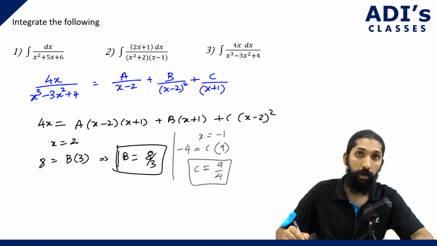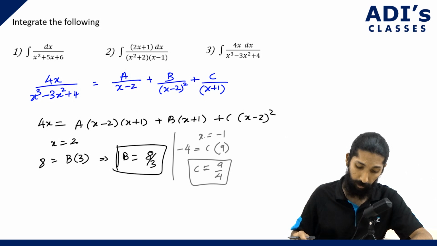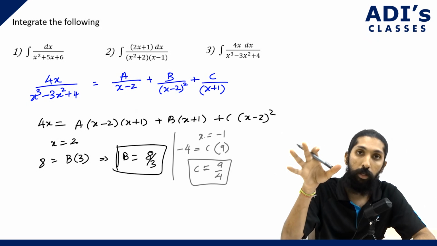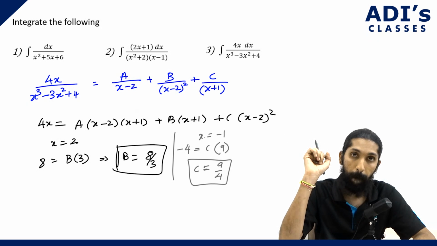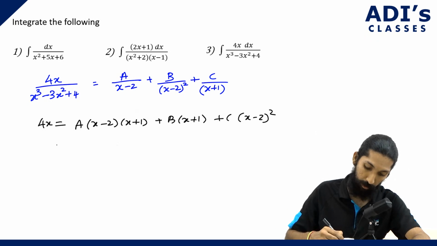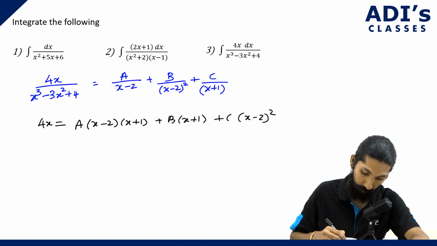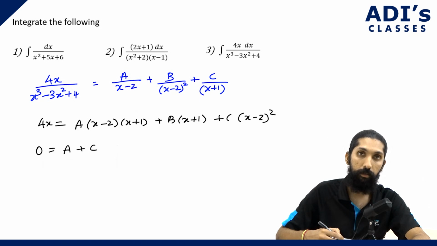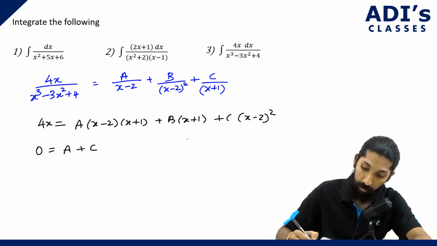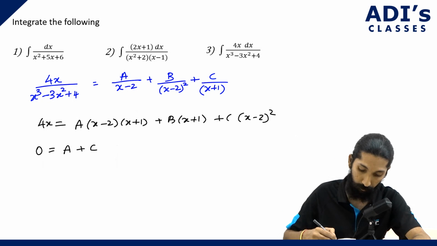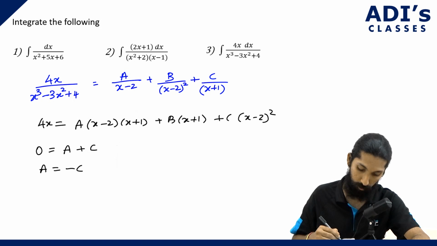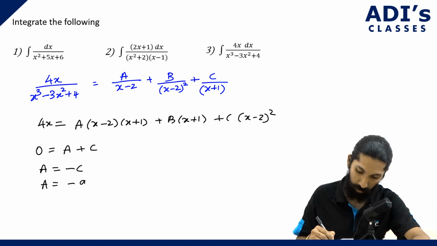Now what we need is the a value, right? Now to get the value of a, we'll equate the coefficient of x square. Understood? For x square, we are going to do it. Fine? See, when you compare the coefficient of x square, 0 is equal to a plus c. Correct? Expand x minus 2 into x plus 1, expand x minus 2 whole square. You will get this. So, a is equal to minus c. But what was c? 9 by 4. So, a is equal to minus 9 by 4.